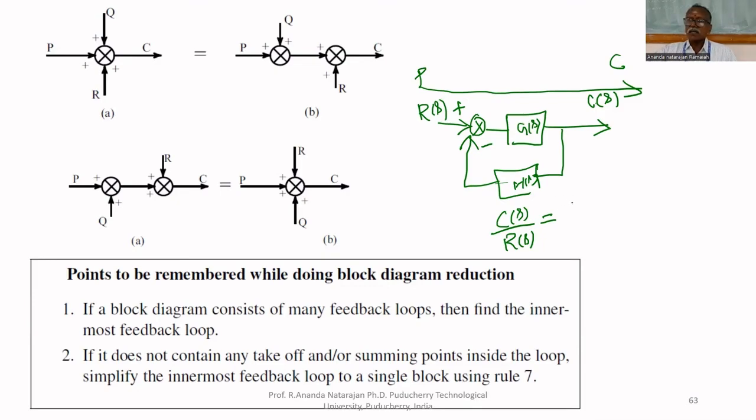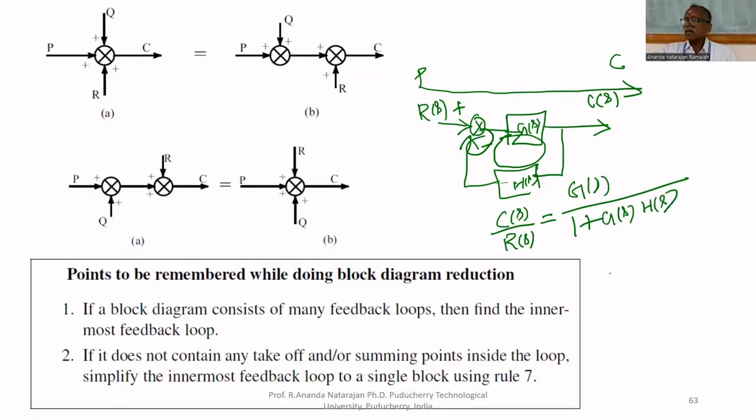So in the forward path, what elements are there? Only G of S. That is in the numerator. For the denominator, what are the elements in the closed path? G of S and H of S. Here the minus sign is there, therefore 1 plus G of S, H of S.